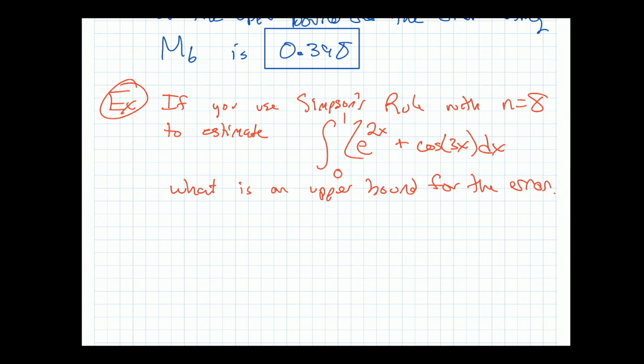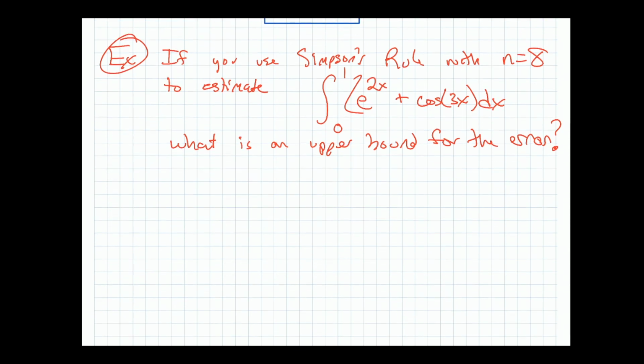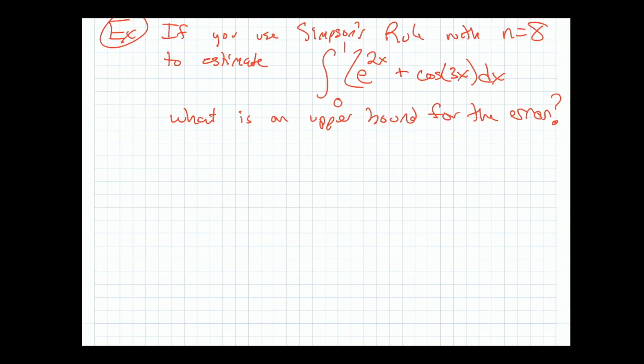Right? So same question, just with Simpson's rule, and there's nothing special about it. Simpson's rule is not any different than the trapezoidal rule or midpoint rule for this, except it's a fourth derivative instead of second derivative. So we're going to need to find the fourth derivative. That's the difference. So what's f? e to the 2x plus cosine 3x.